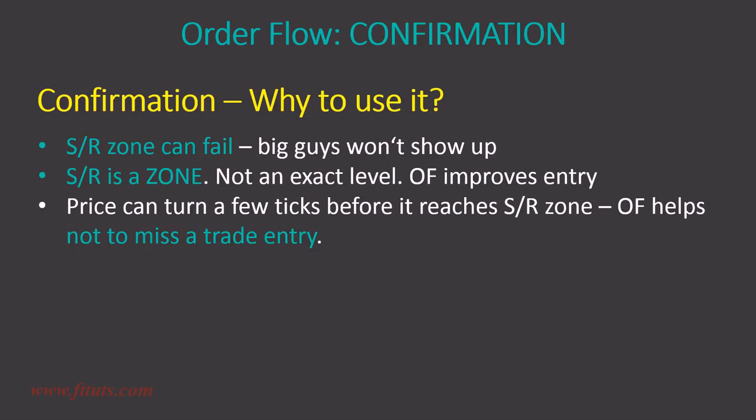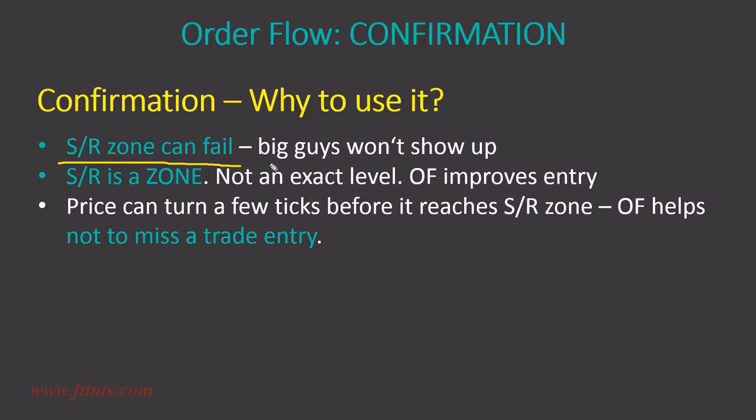Now, those are three main reasons why to use the order flow as a confirmation. First reason, support and resistance zones can fail. So if you find a support or resistance zone, for example, by using price action or volume profile, then you can watch the order flow and actually look for the big guys to appear, to show up around that support and resistance zone. If they don't, they are most likely not interested in trading that zone, and it's usually best idea to skip such a trade.